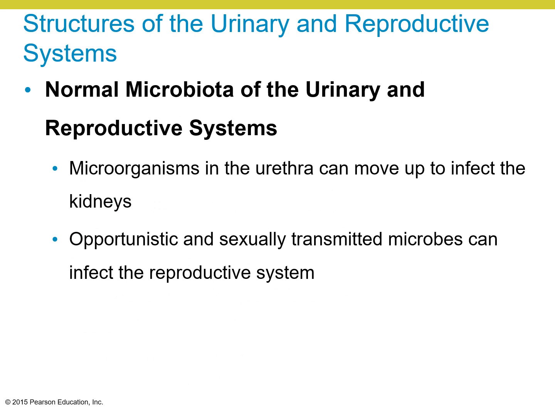Okay, in both males and females, microorganisms infecting the urethra can rarely move into the bladder, up the ureters, and infect the kidneys. Opportunistic and sexually transmitted microbes also infect the reproductive systems.